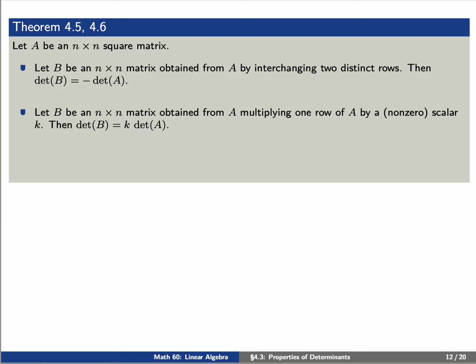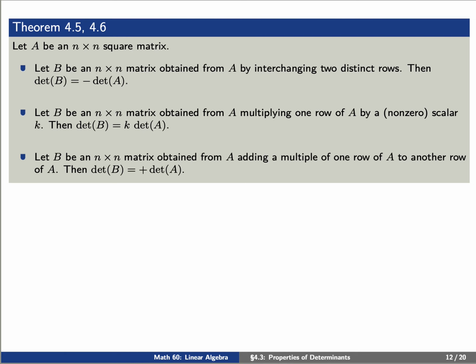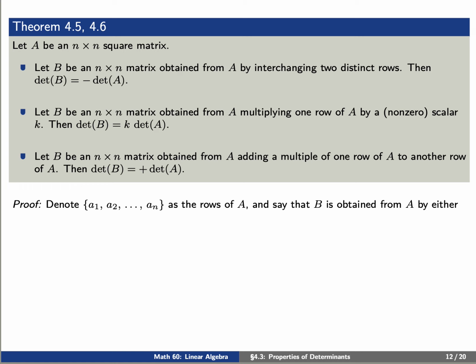Next, let's say perhaps that B is obtained from A by multiplying one row of A by non-zero scalar k. Then the determinant of B is k times the determinant of A. And finally, let's say that B is obtained from A by adding a multiple of one row to another. Then the determinant of B is the same as the determinant of A. We'd like to explain how to prove this.